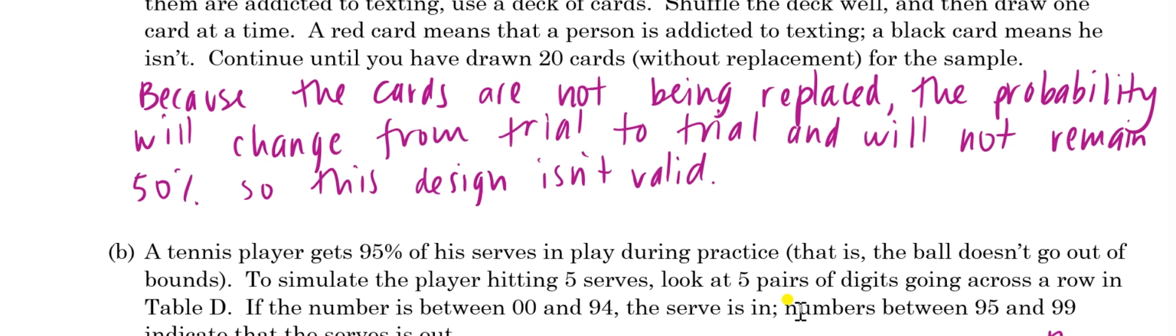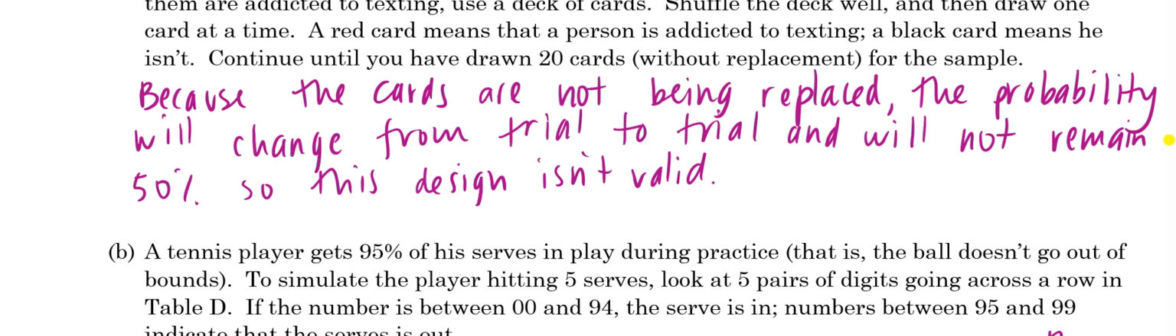Let's see if it works. Okay. So it says a tennis player gets 95% of his serves in play during practice. That is, the ball doesn't go out of bounds. To simulate the player hitting 5 serves, look at 5 pairs of digits going across a row in table D. So it's your random number table. If the number is between 00 and 94, the serve is in. Numbers between 95 and 99 indicate the serve is out.